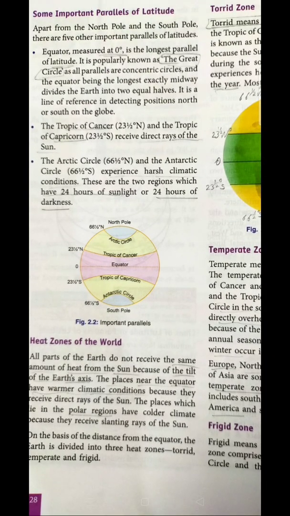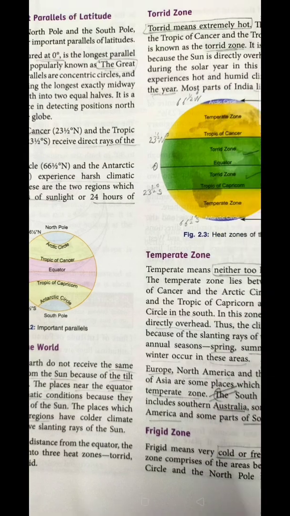Further, now we are going to understand the heat zones of the world. The heat zone of the world is not the same in all places. It varies from place to place. Why is it different from place to place?